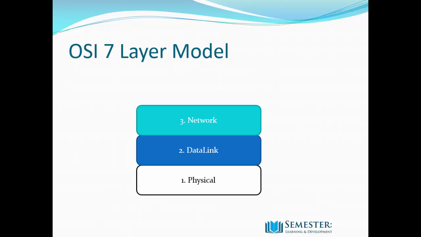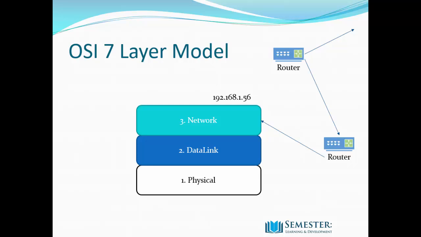The network layer is responsible for the source to destination delivery of a packet across multiple network links. To do this, it provides switching and routing and uses logical addresses such as IP addresses. It treats each packet independently, like a datagram.